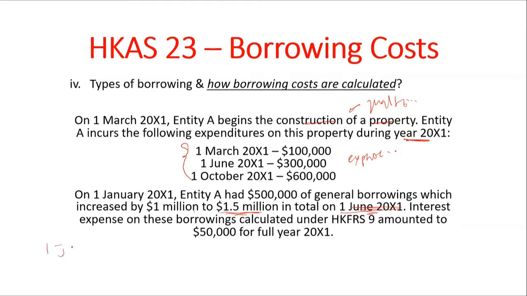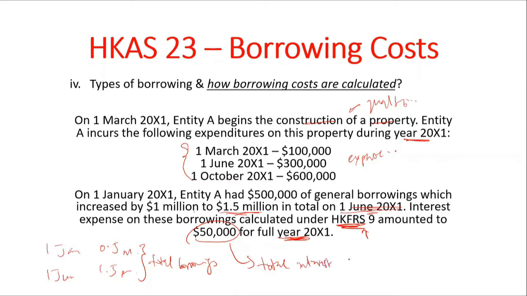So on 1st Jan, the company had, let's say, 0.5 million. And then by 1st June, the company had 1.5 million in its total borrowing. Interest expense on these borrowings calculated under HKFRS 9, which is another standard, amounted to 50,000 for the full year of 2001. So this is the total interest expense on the borrowing, right? So 50,000 is the total interest expense on the borrowing.